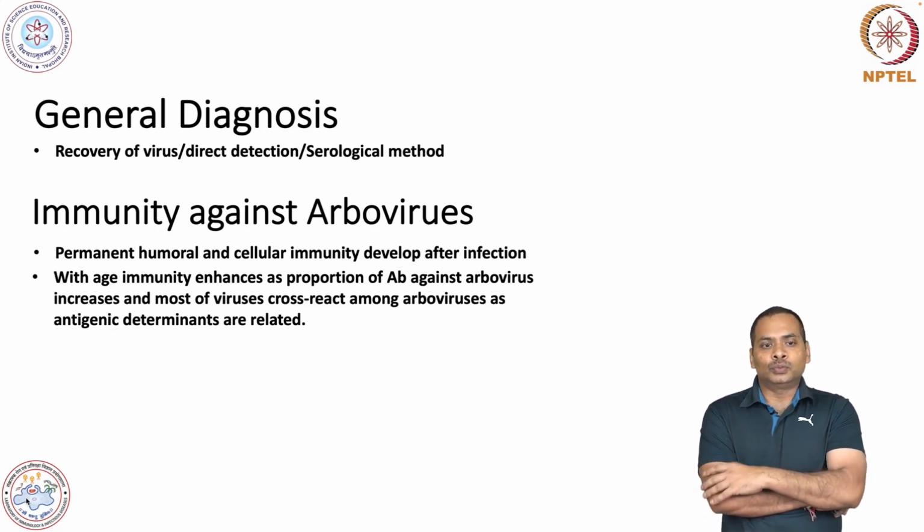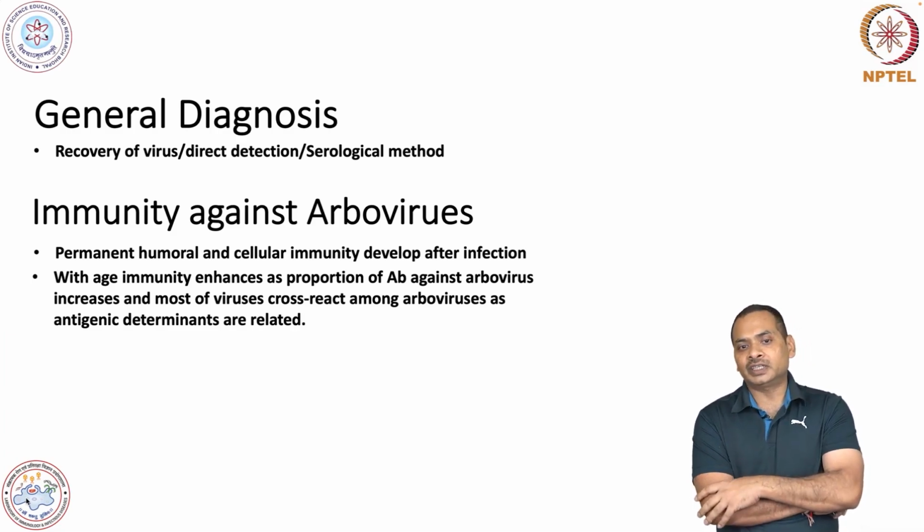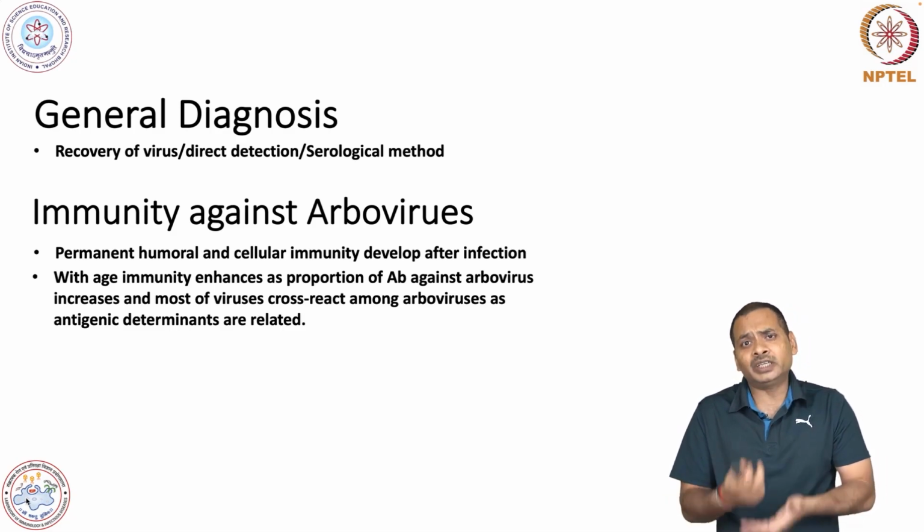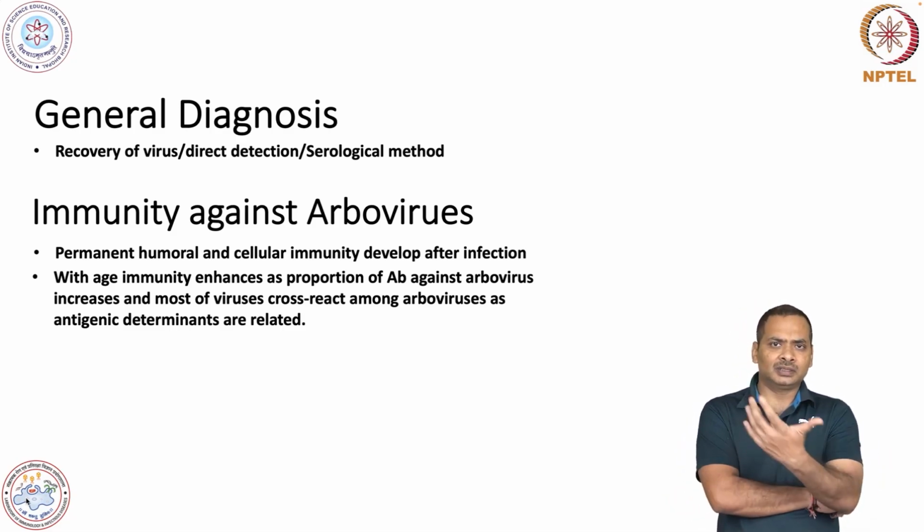Most of the viruses cross react among arboviruses as antigenic determinants are related. So, this is protective as well. This can give a protection.